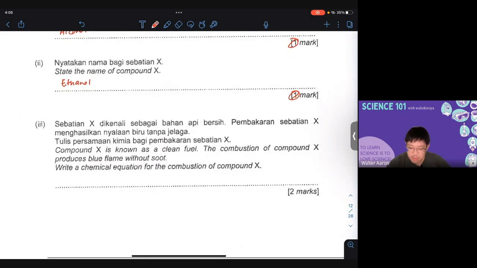Write a chemical equation for the combustion of X. So just write C2H5OH plus O2, you get CO2 plus H2O. Write the correct formulae, you get 1 mark already. Balancing the equation will get another 1 mark. So you put a 3 over here, a 2 over here, and a 3 over here. Then you'll be able to get 2 marks in total. Just double check the number of hydrogen and oxygen atoms. If it's correct, you get the marks.